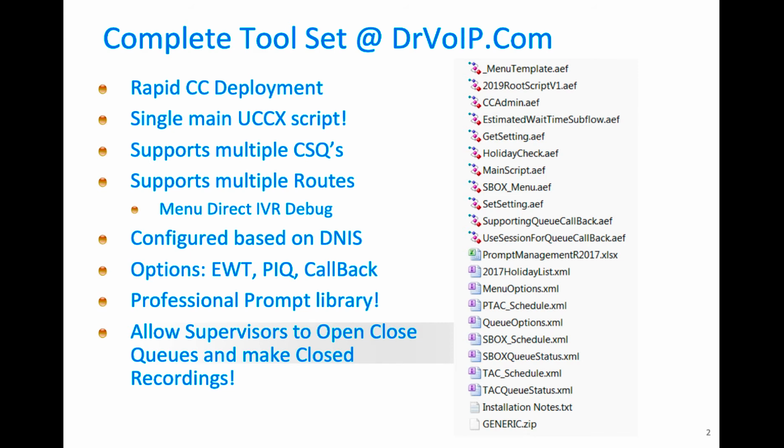Next, you have the different supporting scripts for callback. There's 2 of them here. Use sessions for queue callback or supporting queue callback. I would prefer you use the sessions for queue callback, because rather than having a different supporting queue callback for each different CSQ, we now, in this version, pass a variable between the main script and the use session for callback queue. That's basically a piece of code that holds the caller's place in queue when they exercise a callback.